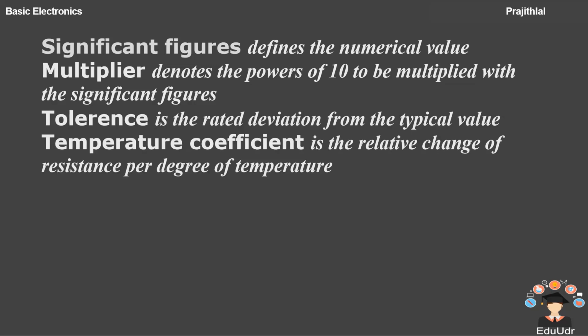Next is tolerance. Tolerance is the rated deviation from the typical value. Temperature coefficient is the relative change of resistance per degree of temperature. That means if temperature changes, for every particular degree of that change, a certain amount of resistance also changes. So this temperature coefficient relates these two.